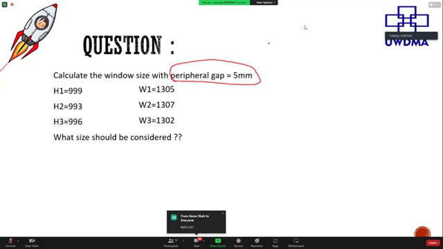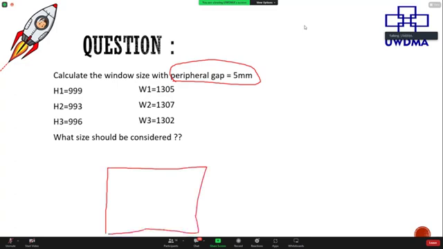Okay, so the correct answer is 983 by 1292. Okay, why 983? Because as I've told you, peripheral gap, it will be from both the sides. Okay, 5 mm from this side also, 5 mm from that side also.